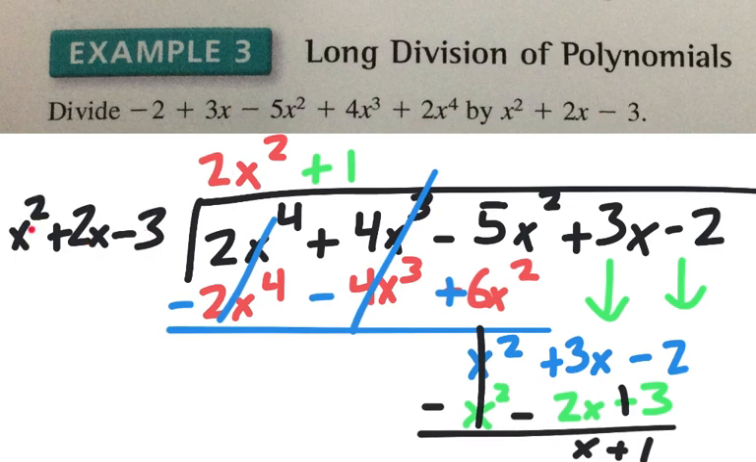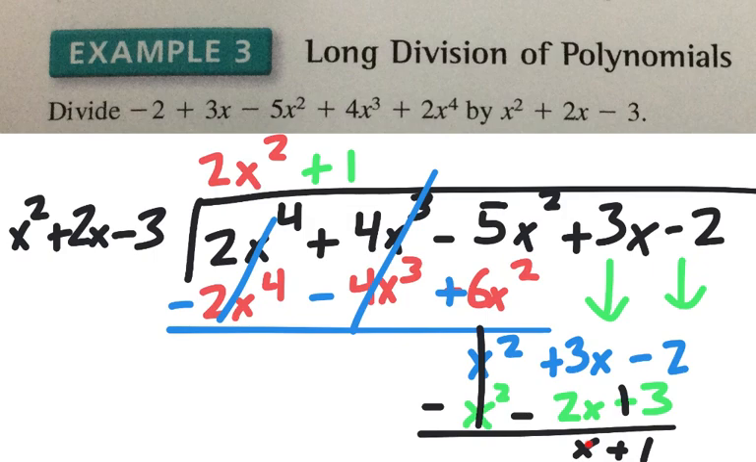Now, I have an x squared as my leading term, and I want to rewrite it as an x. Well, that would decrease the power from a second degree to a first degree. When you get to that point, you can't go any farther. You need to stop. Okay, so we could say x plus 1 is our remainder.